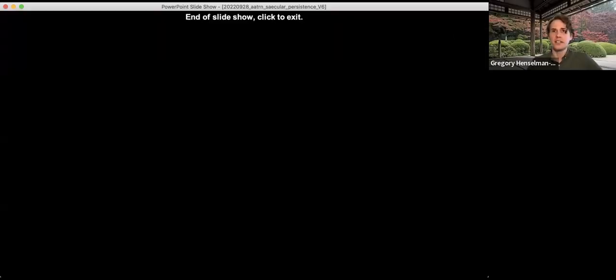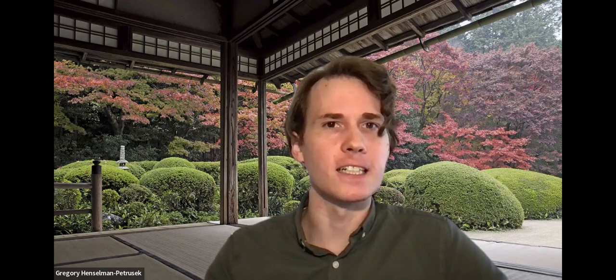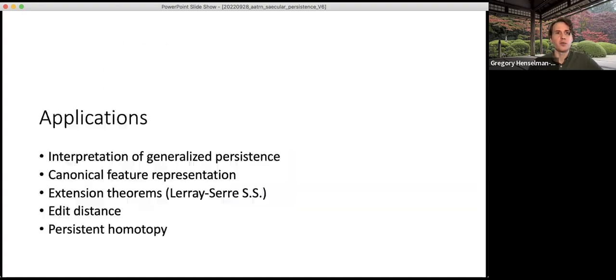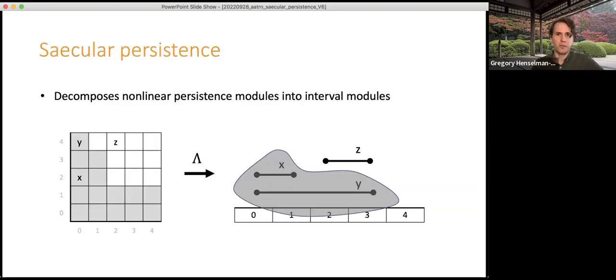Sure. Let's see. One way to look at this. Let me play again. I'll skip to the relevant part. Okay, so we talked about this so-called secular homomorphism. We talked about how if you have this homomorphism, you can compute whatever bars you'd like just by taking, essentially, a submodule that contains Z and a submodule that contains everything except Z, and then you can take the quotient of one by the other.